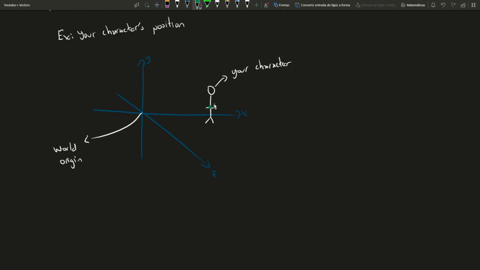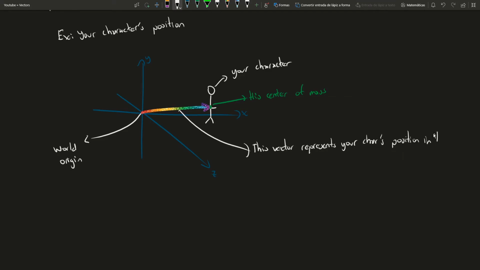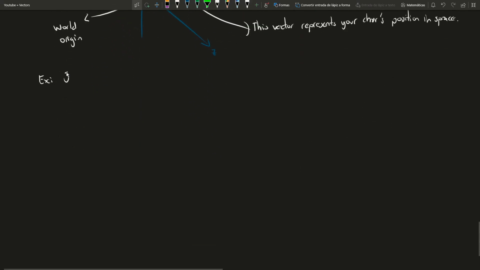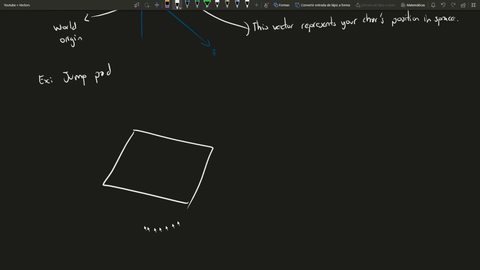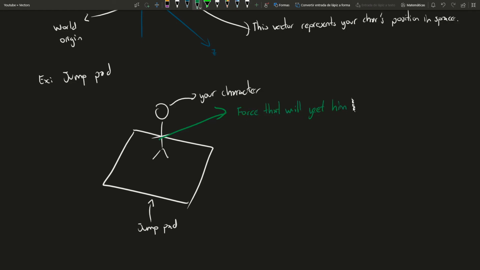Now, if we trace this rainbow vector with its tail at the world origin and its tip at the center of mass, then its components represent the coordinates at which your character is located. Or, in other words, how many units you have to move along each axis to reach the center of mass. Second example, you want to implement a jump pad. How do you do this? First, you check whether your character is standing on the pad or not. If it is, then you apply a force, aka a vector, that will yeet your character as you please. Once again, both size and direction of the vector, along with other factors like gravity and weight, will dictate where your character lands.